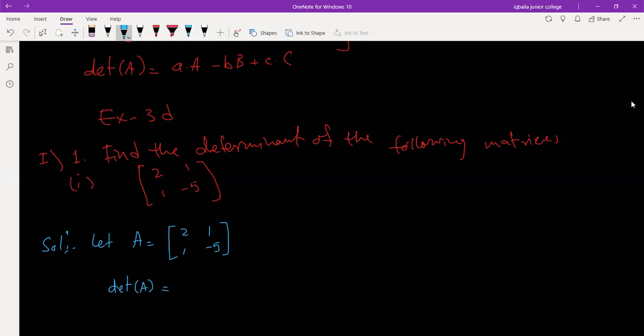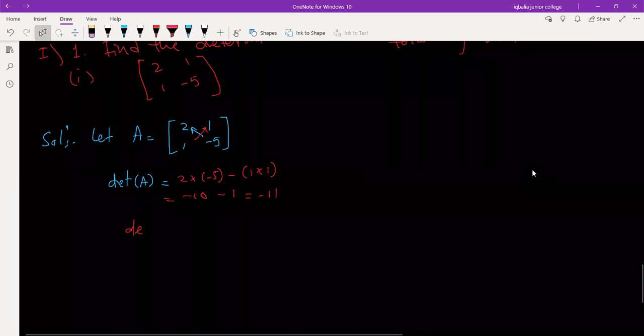Now determinant A will be, I have to multiply in a cross way. I will use first this and then this. So 2 into minus 5, then minus 1 into 1. So 2 into minus 5 is minus 10, minus 1 into 1 is 1. So here the answer will be minus 11. So determinant A is minus 11.